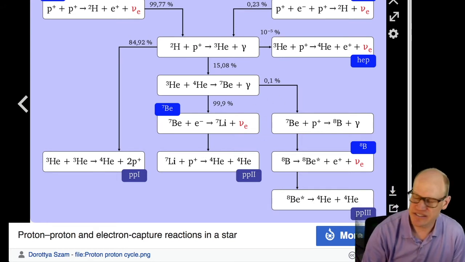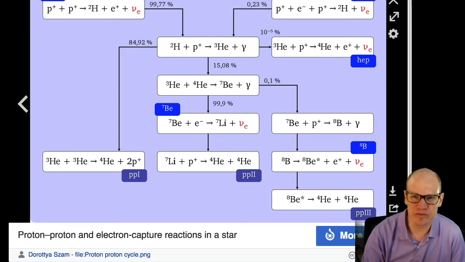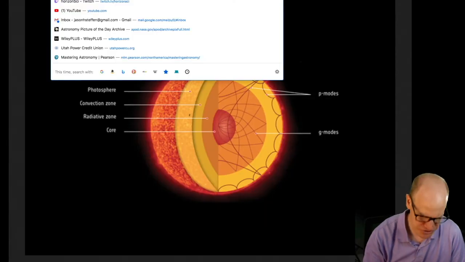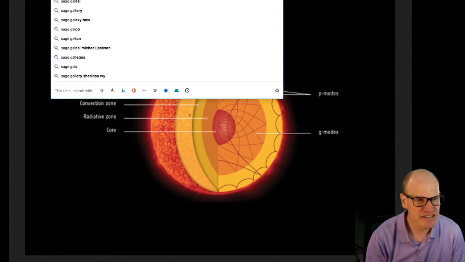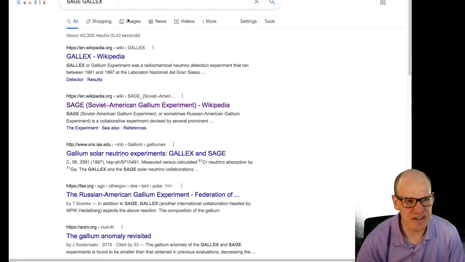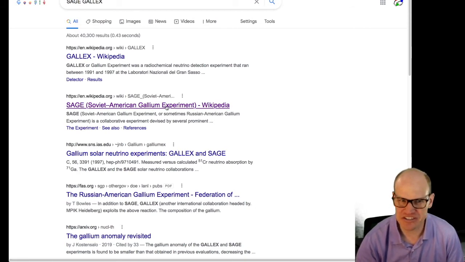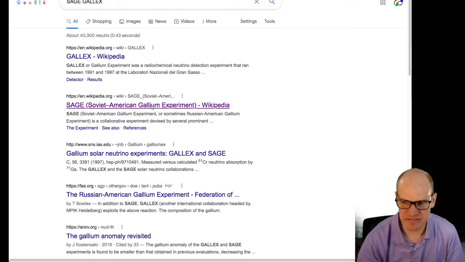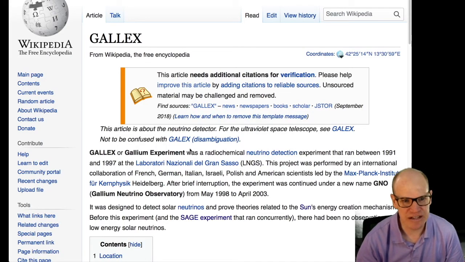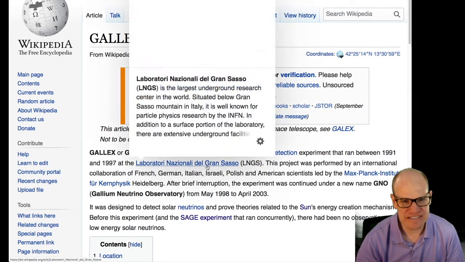What happened then is in the late 70s and early 80s, there were a handful of new experiments that were built. These are SAGE and GALLEX. SAGE used to be the Soviet American Gallium Experiment, and then it changed to the Russian American Gallium Experiment as it spanned across the falling of the Berlin Wall. And GALLEX was an Italian one at the Gran Sasso laboratory.